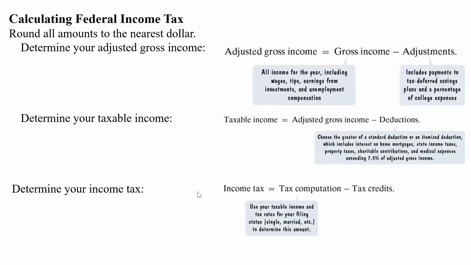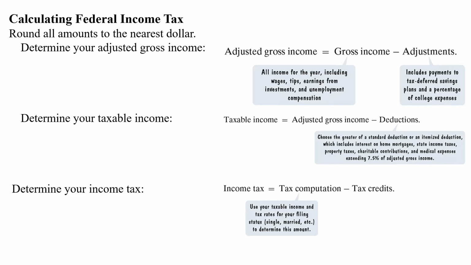All right, so calculating federal income tax. We're going to round all numbers to the nearest dollar. Basically, we're going to determine your adjusted gross income first, and again, we've talked about that. Your adjusted gross income is just your gross income minus adjustments, including payments to tax deferred savings plans, a percentage of college expenses, etc. And your gross income was all the stuff you made throughout the year from wages, tips, investments, interest on accounts, things like that. So that's going to be your gross income minus your adjustments to get your adjusted gross income.